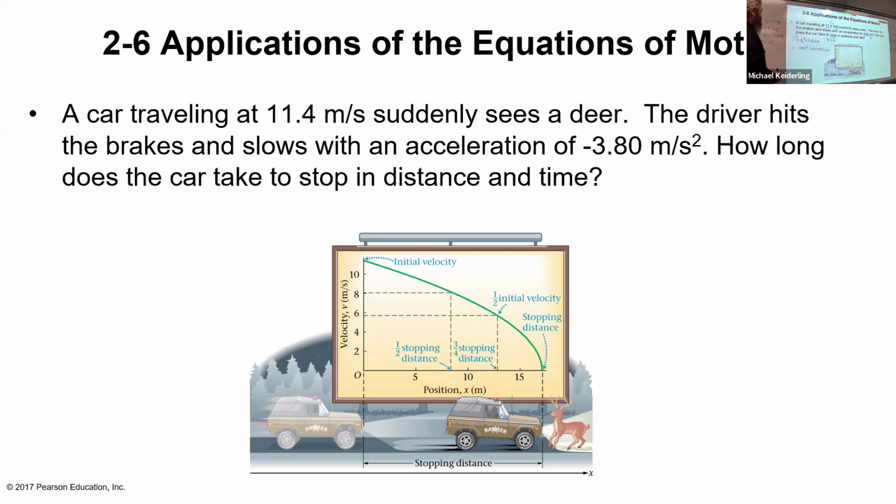We want to find delta x. We're going to subtract 11.4 squared. So we have minus 11.4 squared. The minus is on the outside. That's 2 times minus 3.8 times delta x. I'm going to drop the units for now. I'll put them in at the end. And then we can divide both sides by 2 times 3.8. So this is minus 11.4 quantity squared over 2 times minus 3.8.